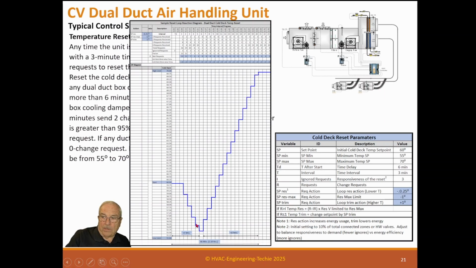We don't have 4, now we only have 3. So we reset 0.75, and the last one, it only does 2. Well, that's because we're getting down to minimum. We're not quite to minimum yet. So at this point, the resets change, and it doesn't have any requests. So now we start going up 1 degree till we get to the maximum temperature of 70 degrees.